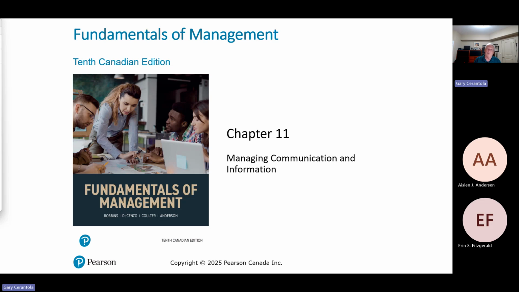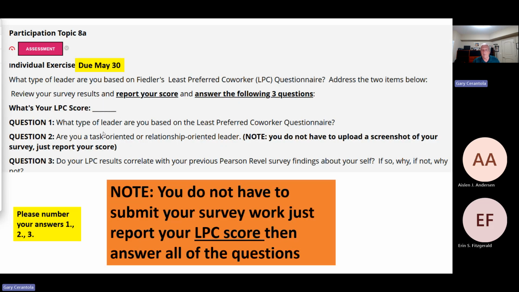And I know I've seen it in my career. Those people who could do those two things, they really developed and went on to bigger things in their careers. Okay, so topic A, you just submit the LPC score, and we're going to talk about that. This is the least preferred co-worker score, and we're going to talk about Fiedler and how he brought this about.